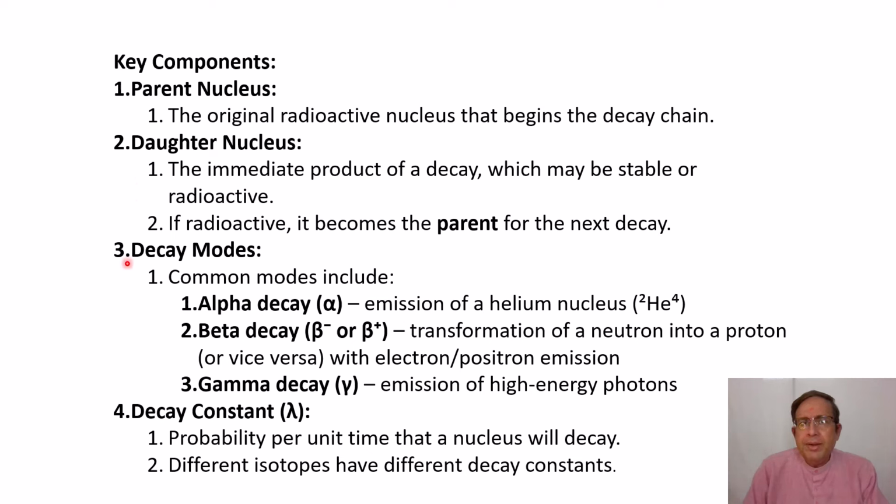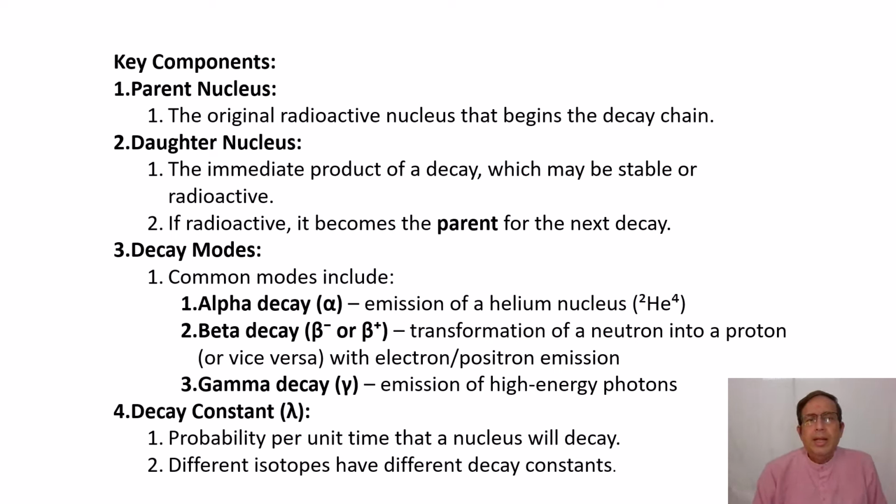And then there are different types of decay modes, as you already know. The decay can take place in the form of an alpha decay, which is an emission of a helium nucleus, or a beta decay, which is beta minus or beta plus, which is the transformation of a neutron into a proton, or vice versa, with an electron or a positron emission. And then the third one is gamma decay, which is the emission of high energy photons.